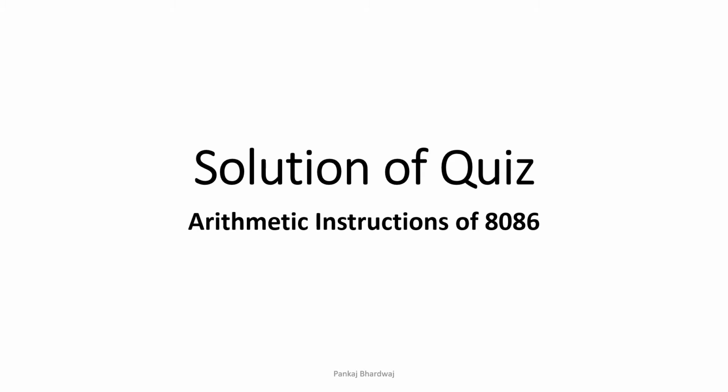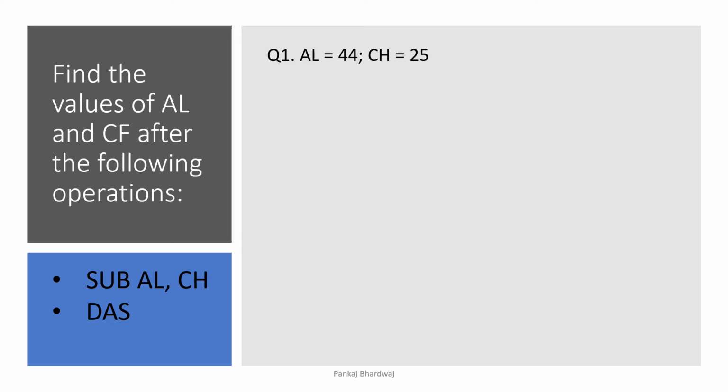So now we discuss the solution of a quiz based on arithmetic instructions of 8086 microprocessor. Here is question number 1. We need to find the values of AL and CH after the following operations. The operations are SUB AL, CH and DAS. DAS is basically the decimal adjust after subtraction.